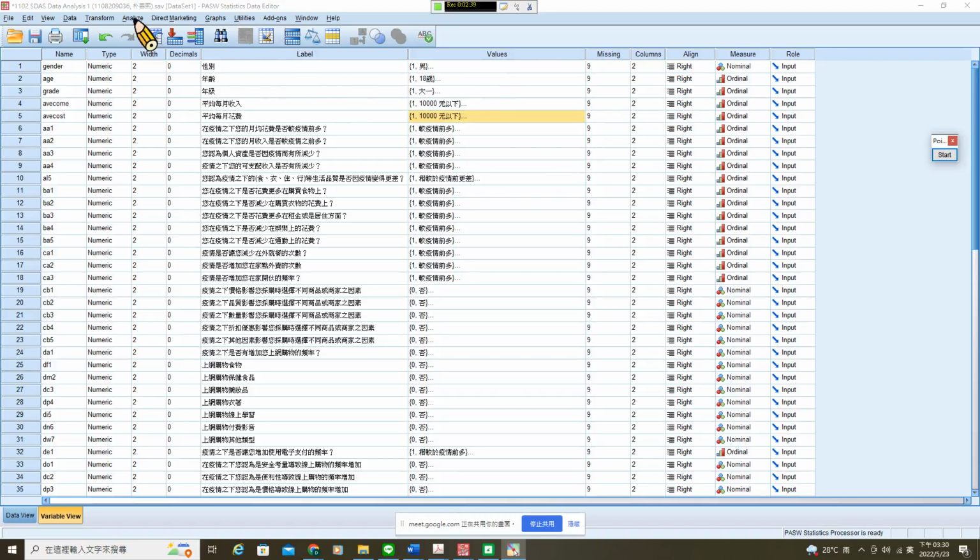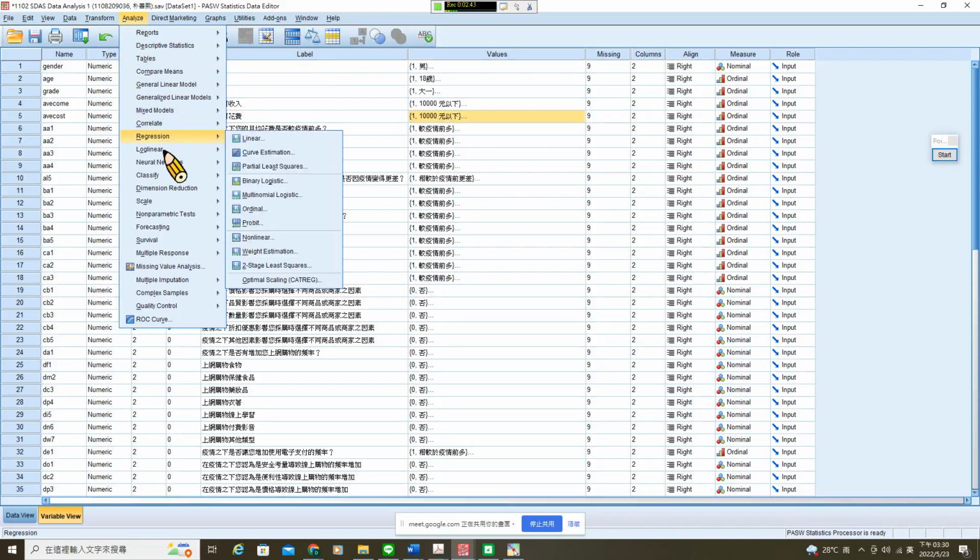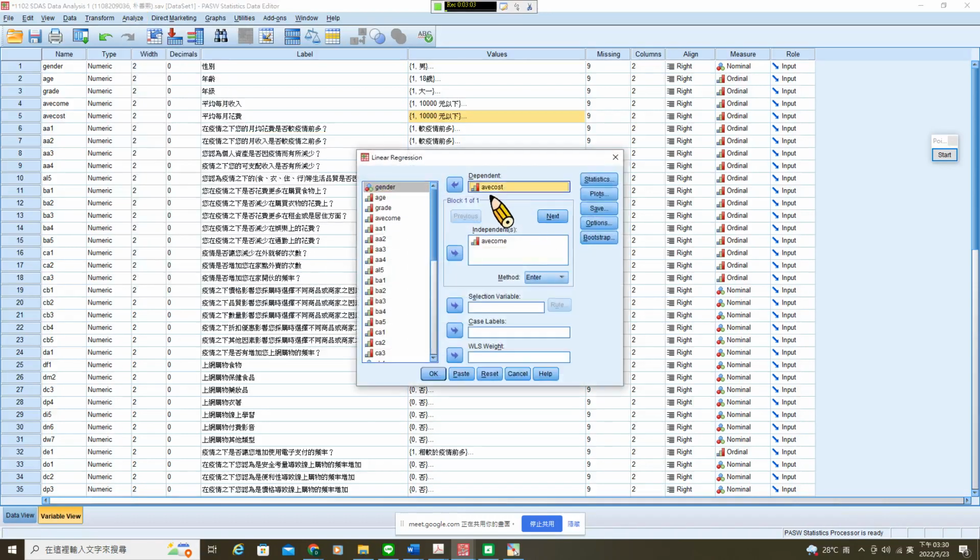So we can use analyze. We click linear regression. Regression is here, so this is linear regression. Sometimes you will want to use some other forms. You can just try to explore by yourself. But the most simple form of linear regression analysis is linear regression. It only accepts two variables.